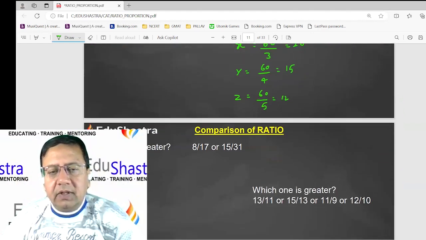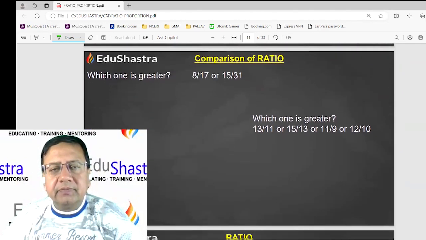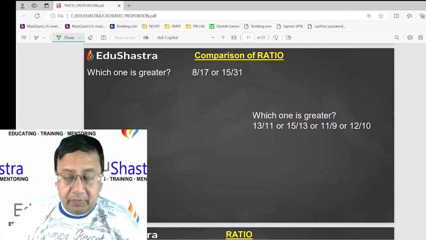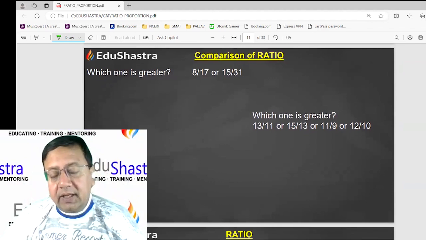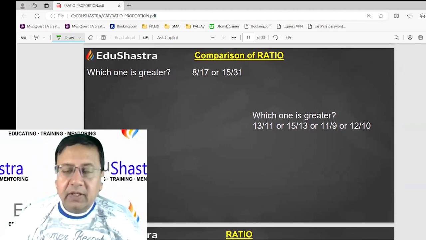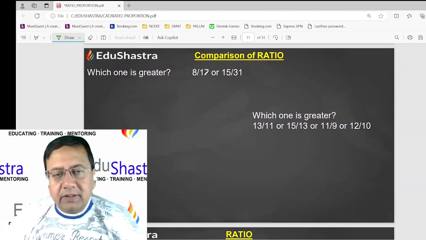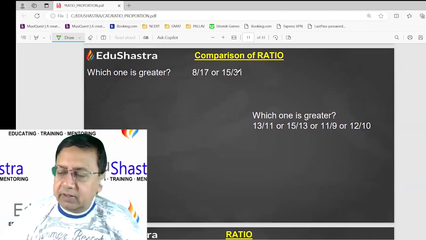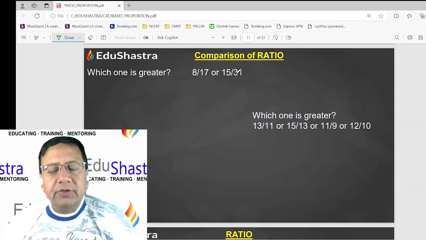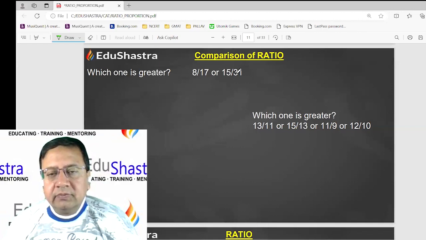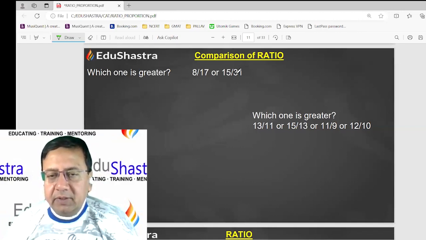Now, come to this part. This is a little important because the proper application is what? Comparison of the ratios. Right? So we have 8 by 17 or 15 by 31. Tell me which ratio is greater out of these two. First, give me the answer for the first example, then we'll come to the second example.